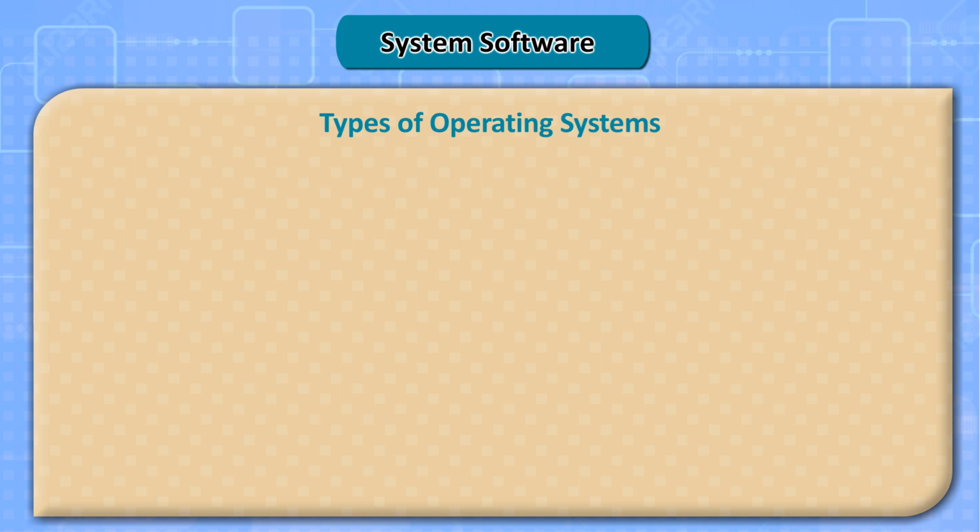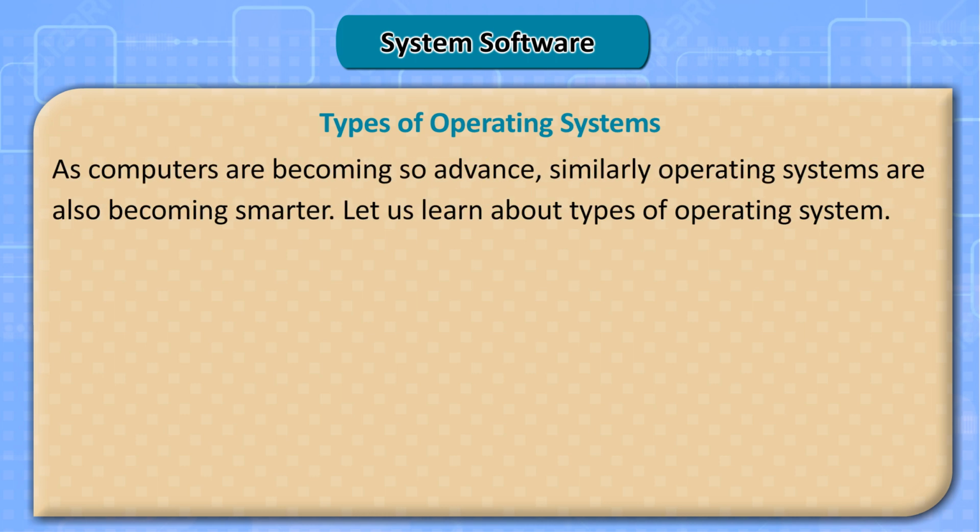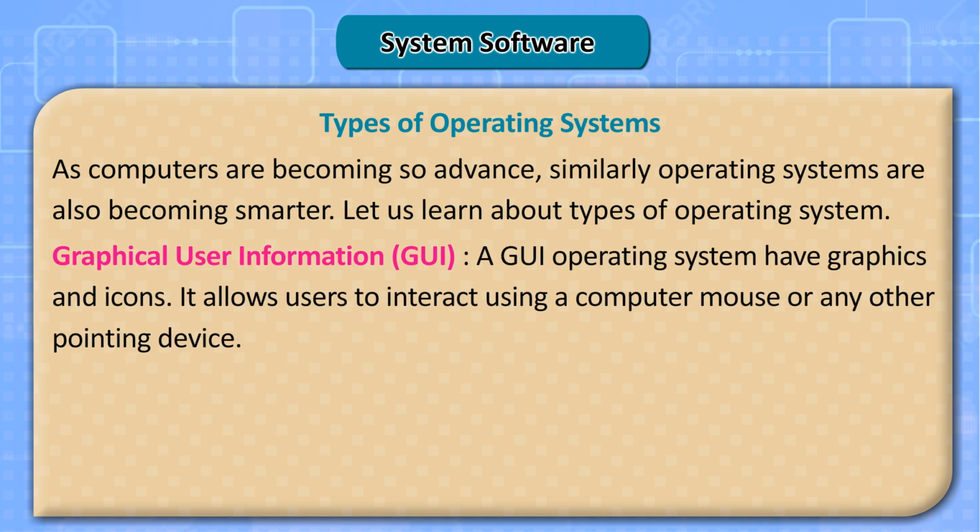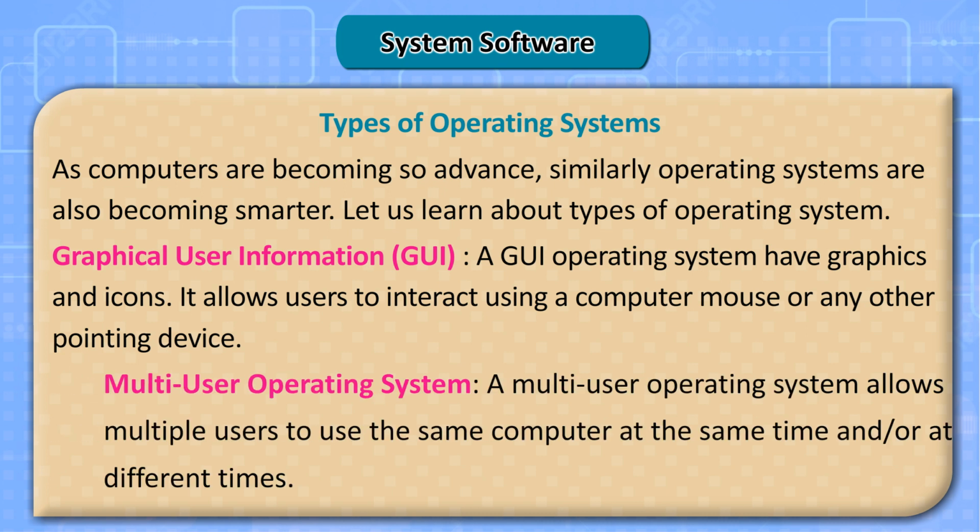Types of operating systems. As computers are becoming so advanced, similarly operating systems are also becoming smarter. Let us learn about the types of operating systems. Graphical User Interface, GUI. A GUI operating system has graphics and icons. It allows users to interact using a computer mouse or any other pointing device.